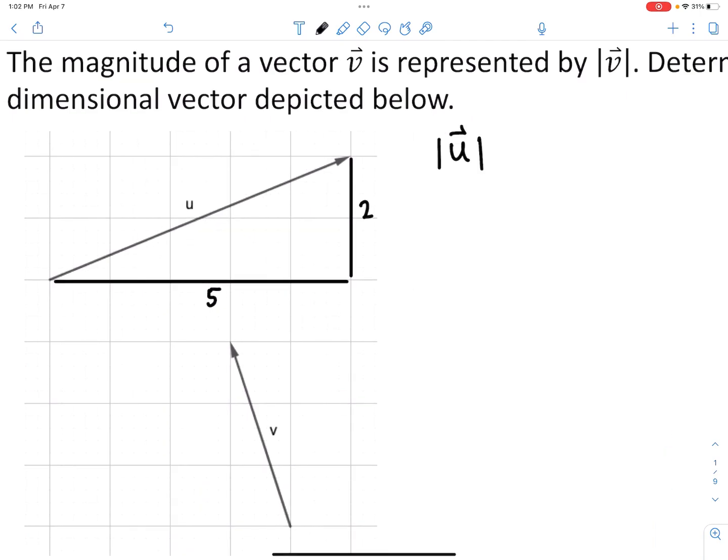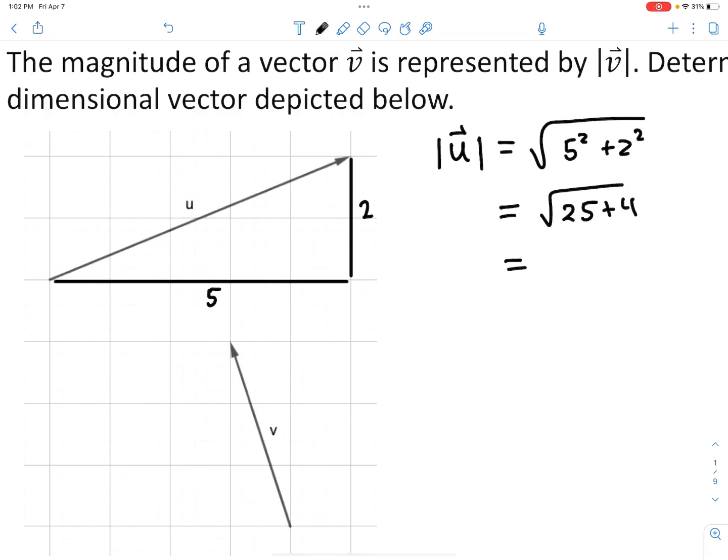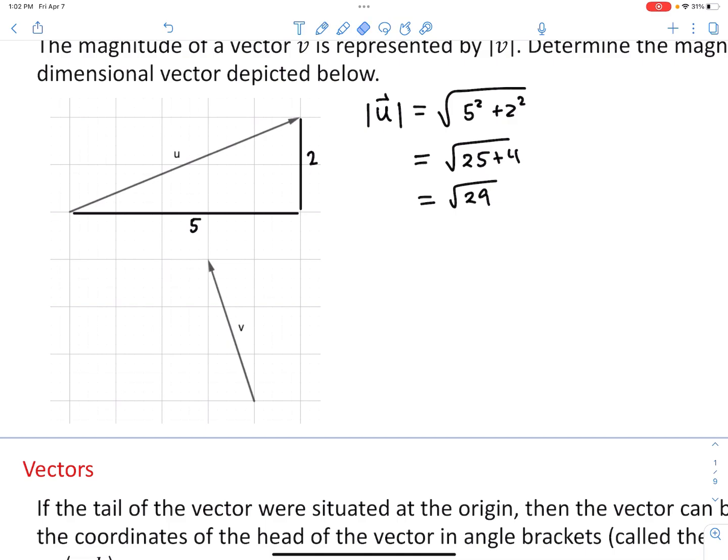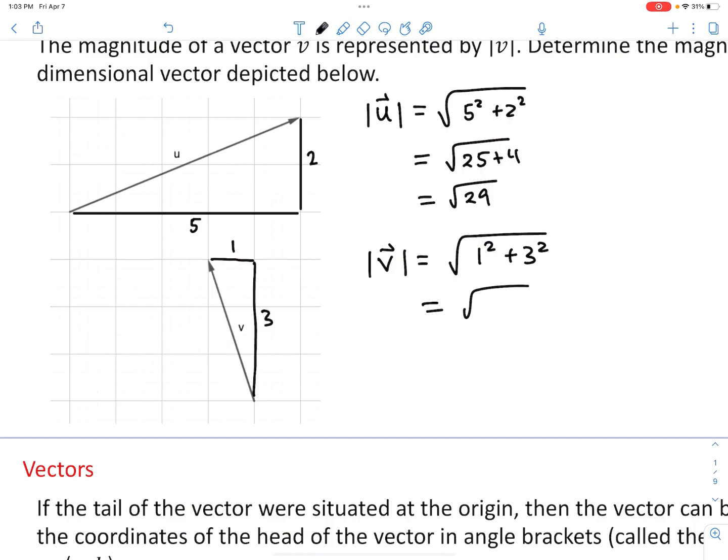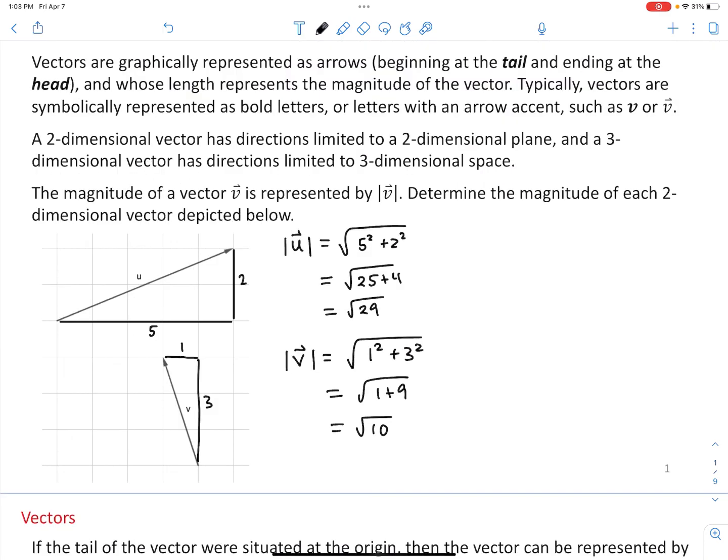So the magnitude of this vector is going to be, by the Pythagorean theorem, the square root of the sum of the squares of the two legs, so 5 squared plus 2 squared. And this gives us the square root of 25 plus 4, which is the square root of 29. The other vector v, one leg is 1 unit long and the other leg is 3 units long, so the magnitude of the vector v will be the square root of 1 squared plus 3 squared. That's going to give me the square root of 1 plus 9, which is the square root of 10. Let's go to the next page.